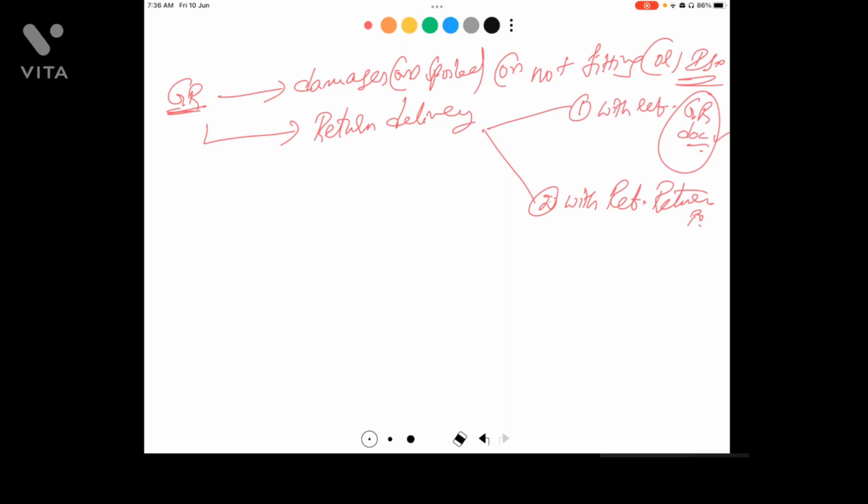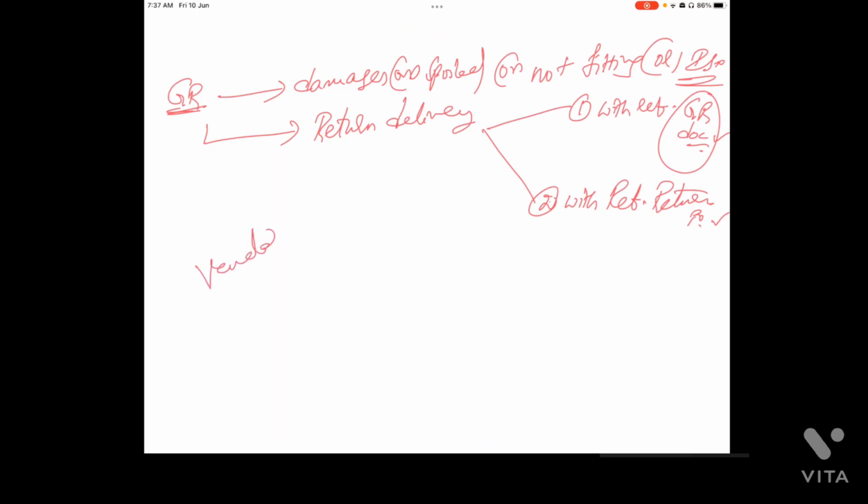Okay, clear? We can do it either with the return PO, or with the GR document number, the reference document number. Any doubts on this? This is the process we call a vendor return. Okay. Yes, I got it.